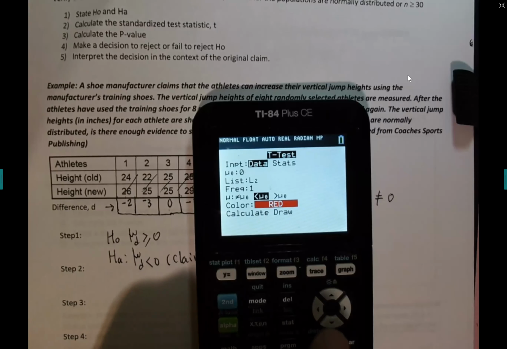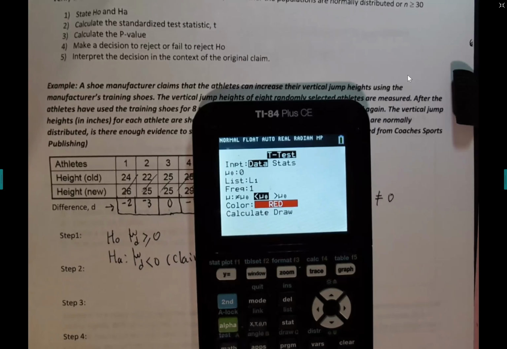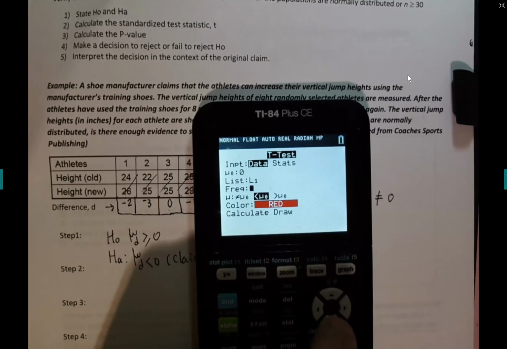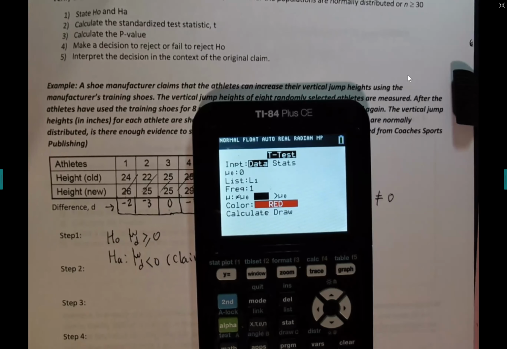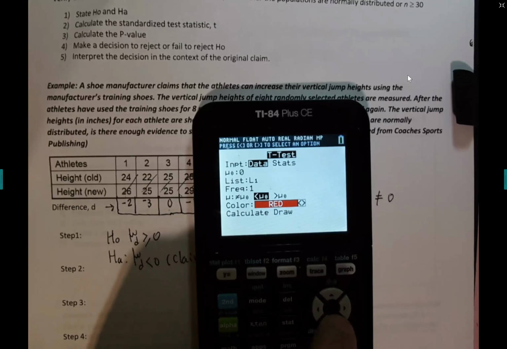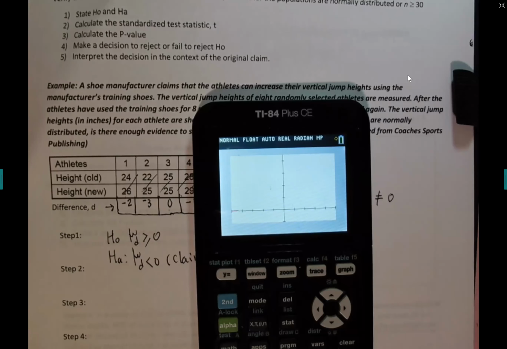And my list is in L1, so I'm just going to change this one second and then number 1. And we're doing less than 0, less than. And let's do a draw, if you like. Let's see what the p-value is.